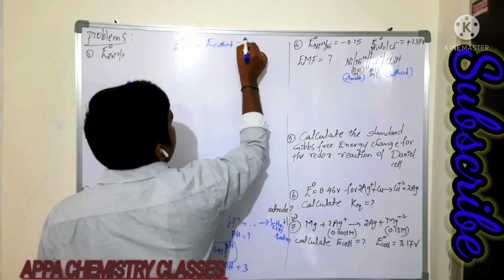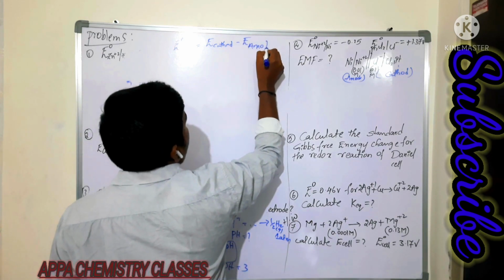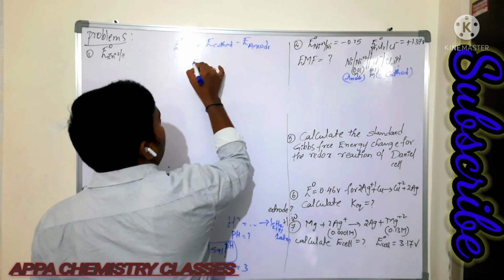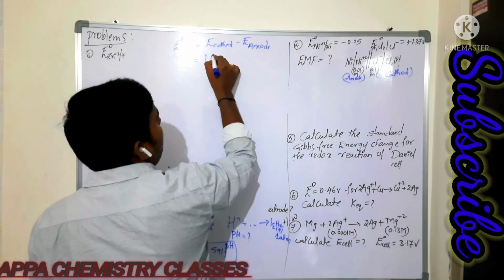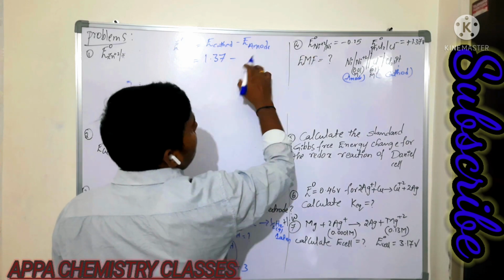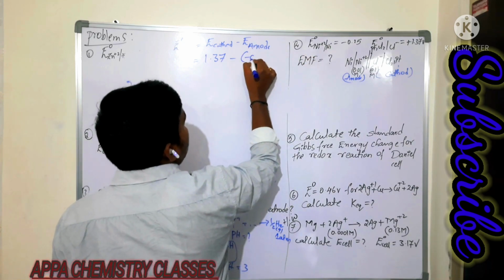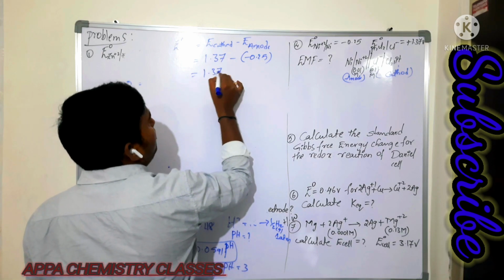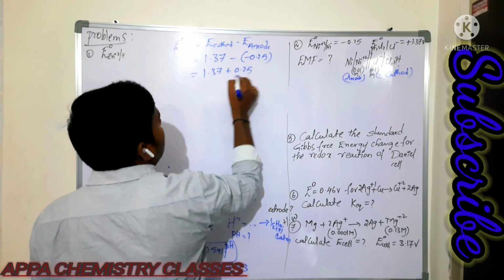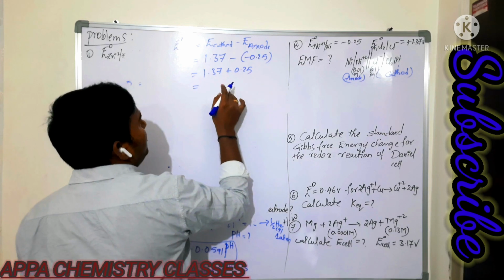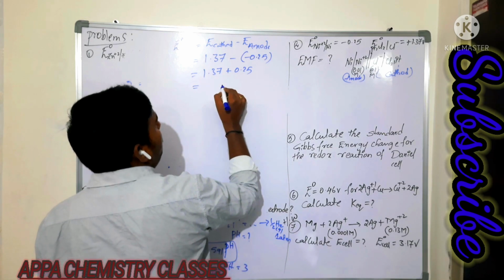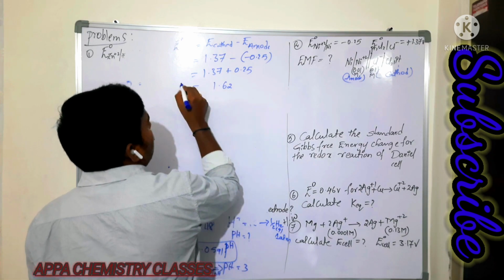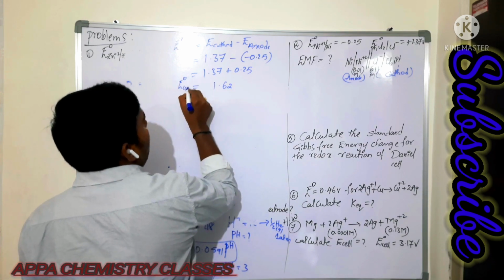E cathode minus E anode, or E right minus E left. So which is right side? This one, chloride ion. Standard electrode potential is 1.37 minus anode electrode potential, which is minus 0.25. So by adding these two, 1.37 plus 0.25, that is 1.62. E naught cell we got.